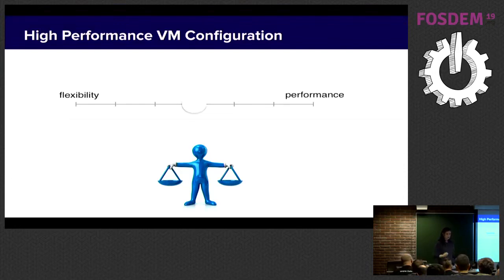Sounds reasonable, right? So the answer is that, as with everything good in life, there is a price for that. And the price for the high performance VMs is flexibility. So there is a balance between performance and flexibility. The higher the performance of the VM, usually the less virtualization flexibility you will have.